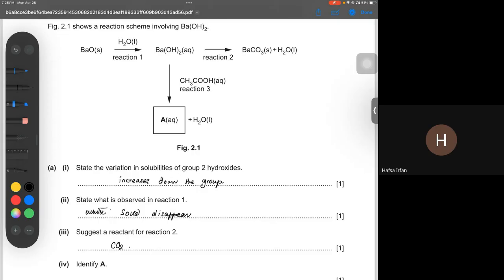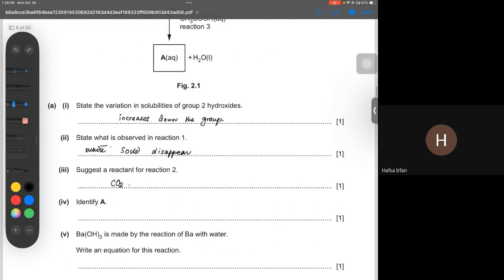Identify A when barium hydroxide is reacting with the ethanoic acid. Of course, this is an acid and this is a base, so it would be forming a salt. Since the valency of barium is 2, this is in group 2, it would be forming this. And barium hydroxide is made by the reaction of barium with water.